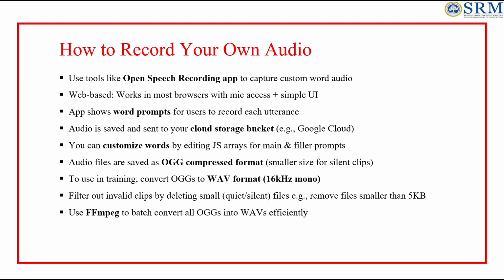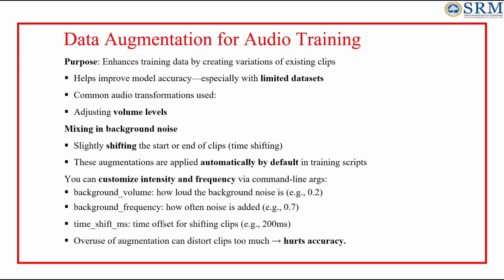For the training, we convert them to 16 kilohertz mono waves. Invalid clips, like very short and silence ones, should be removed. For example, deleting files under 5 GB, a tool skipping them makes it easier. Batch converts all OGG into waves. Next, we will see data augmentation for audio training.